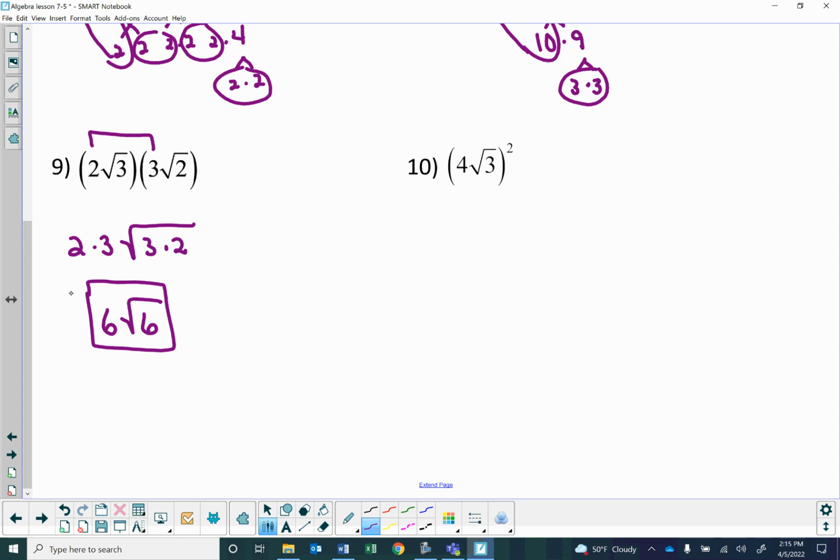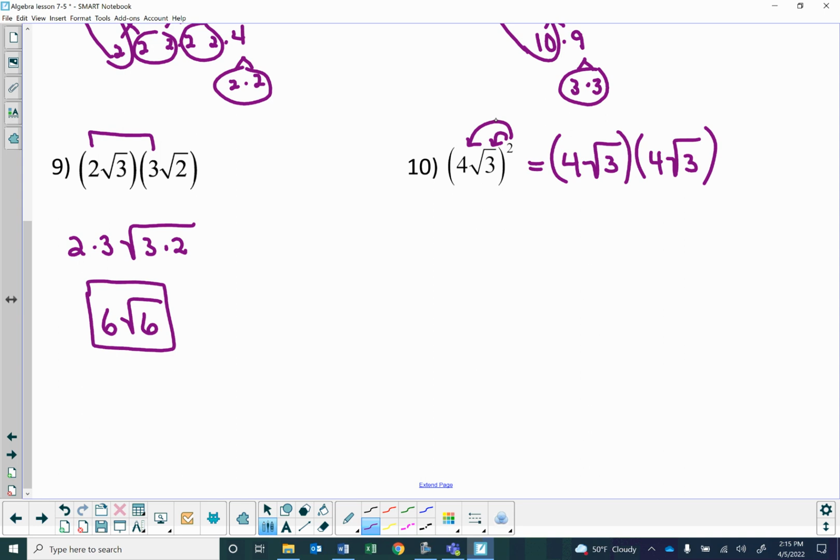Now number 10 here, if I have 4 square roots of 3 quantity squared, that's the same thing as saying 4 square roots of 3 times 4 square roots of 3. Or we could remember our property of exponents, which says we need to distribute the exponent. So I distribute it to the 4, and I have to distribute it to the square root of 3.